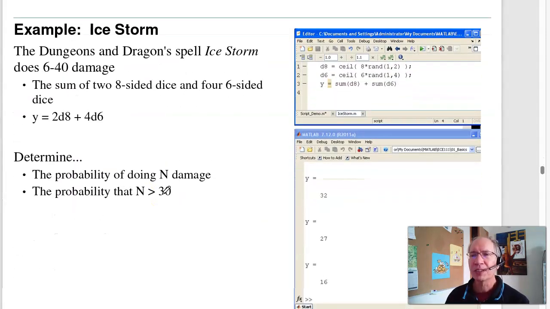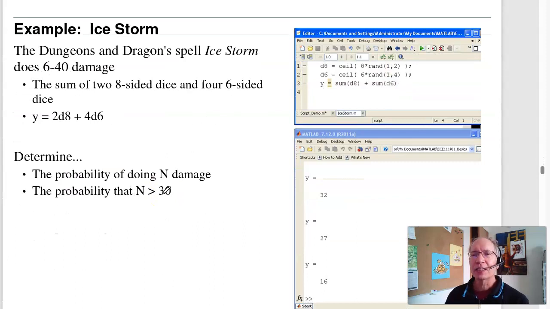So for example, suppose I cast the spell Ice Storm. What Ice Storm does is 2 8-sided dice plus 4 6-sided dice of damage. What's the probability of doing n damage, where n is a number between 6 and 40? What's the probability of doing at least 30 damage? So I've got an orc out there, a really tough orc, that's got 30 hit points. What's the probability I can take out an orc that has 30 hit points by casting an Ice Storm spell?